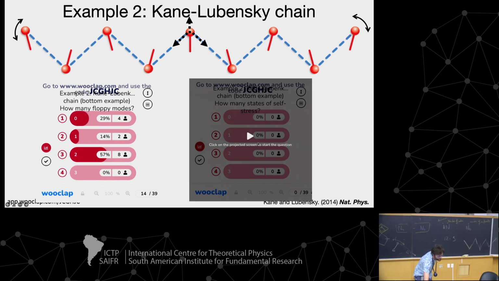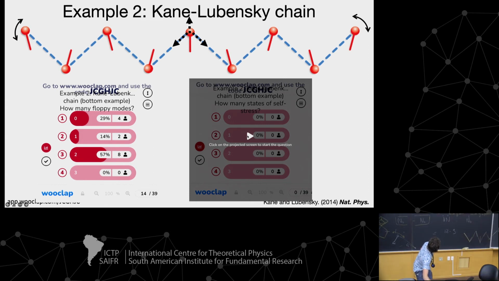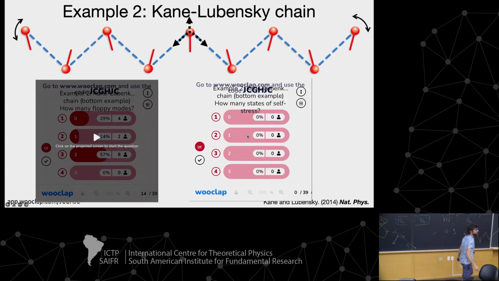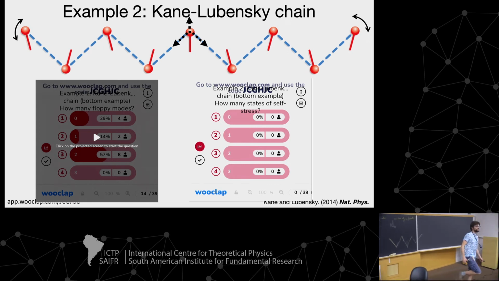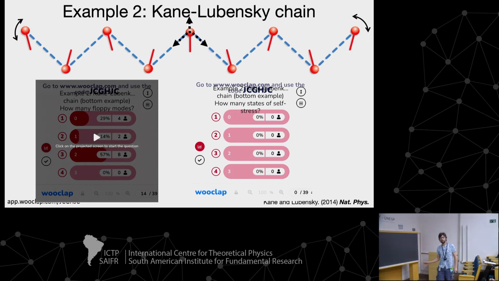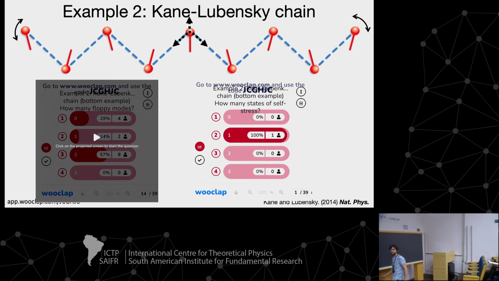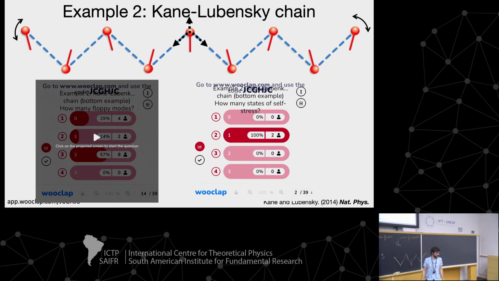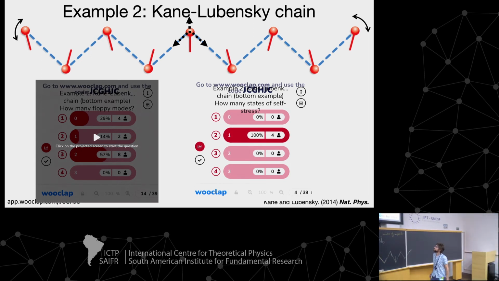All right. And so now, if you do your counting right, you should know how many states of self-stress we have. The counting didn't change because the topology of the lattice was kept the same. So how many states of self-stress do we have now?